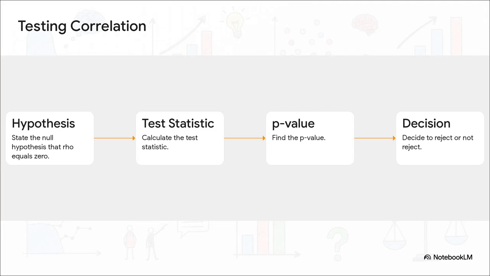Now, to test numerical relationships, like maybe predicting a final exam score from a third exam score, we look for the correlation coefficient, also known as rho. It's a pretty simple, systematic process. First, we state our null hypothesis, which assumes no correlation exists. Second, we calculate our test statistic. Third, we find our p-value. And finally, we make our decision to either reject or not reject that hypothesis.